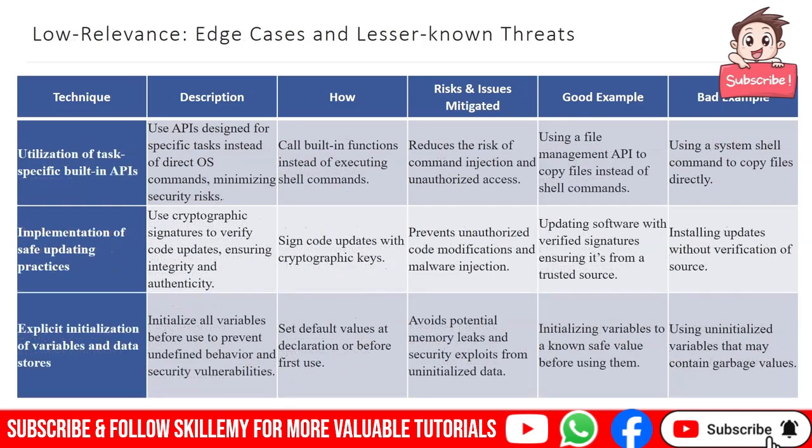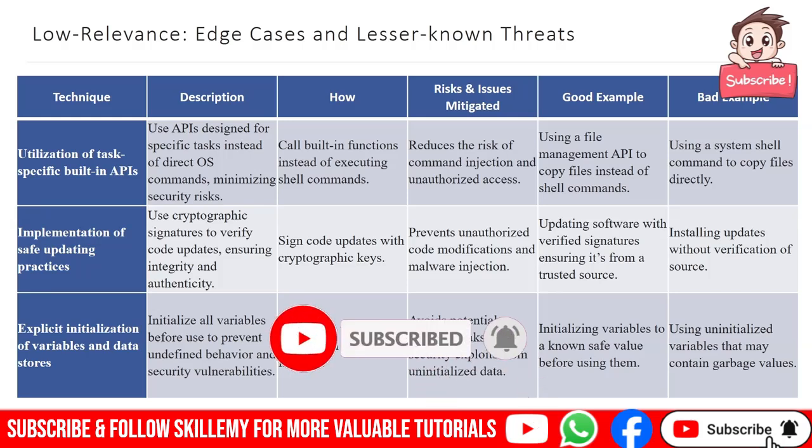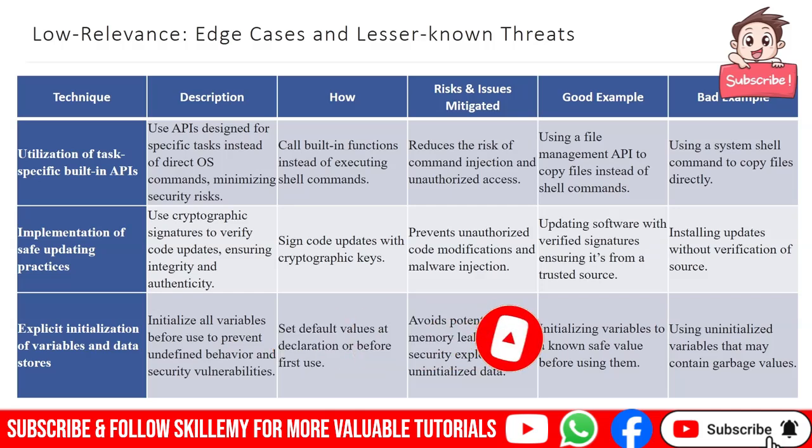Let's delve deeper into each of the low-relevance security practices, as they are essential for addressing edge cases and lesser-known threats in code safety. First, when we talk about the utilization of task-specific built-in APIs, this approach helps streamline operations while minimizing security risks. Built-in APIs are designed with security in mind and encapsulate the complexity of interacting with the operating system. For example, when performing file operations, using a dedicated file management API prevents the potential dangers of command injection that can arise from executing shell commands.